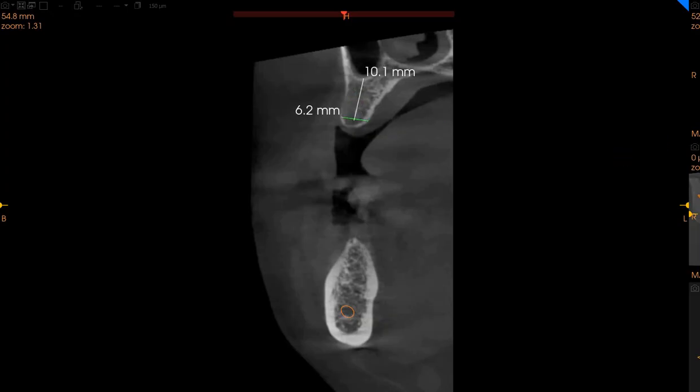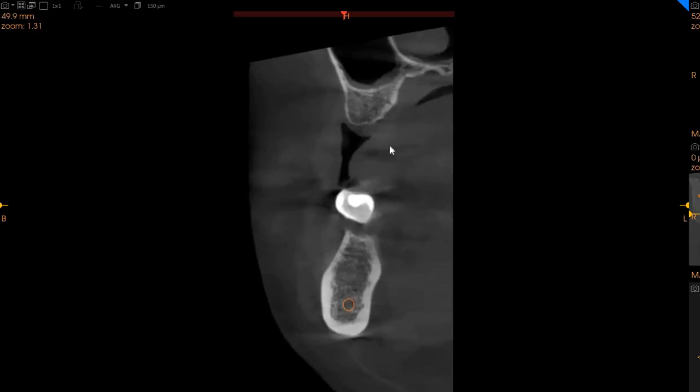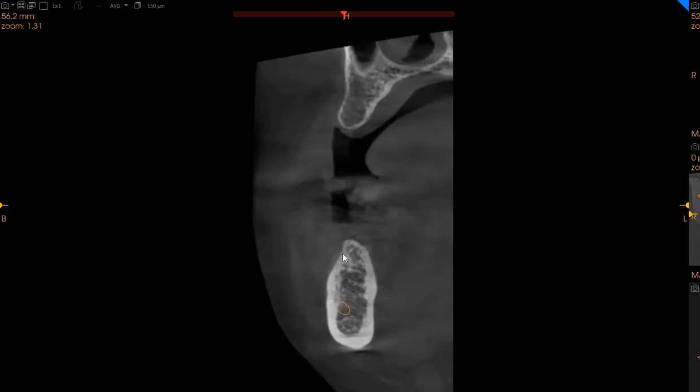And then we've got the upper right 6 region, good bone, 8 millimeters of width with approximately 6 millimeters of height. The lower right 6 region again is edentulous, a thinner ridge than the left side, but you've got approximately 6 millimeters of ridge width with approximately 12 millimeters of height.